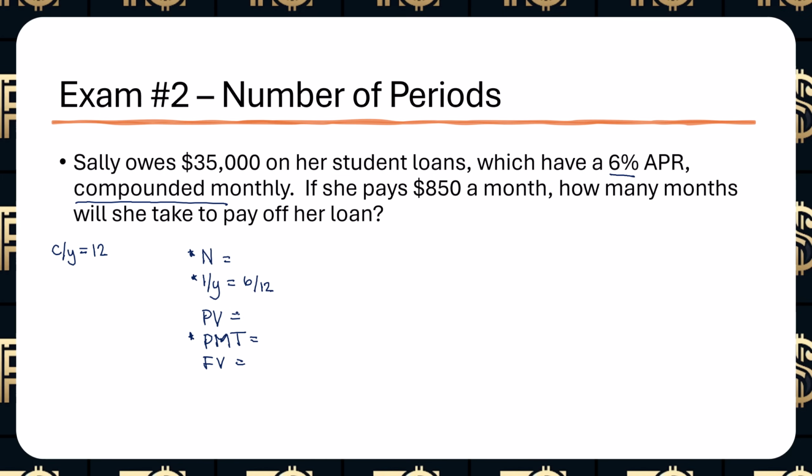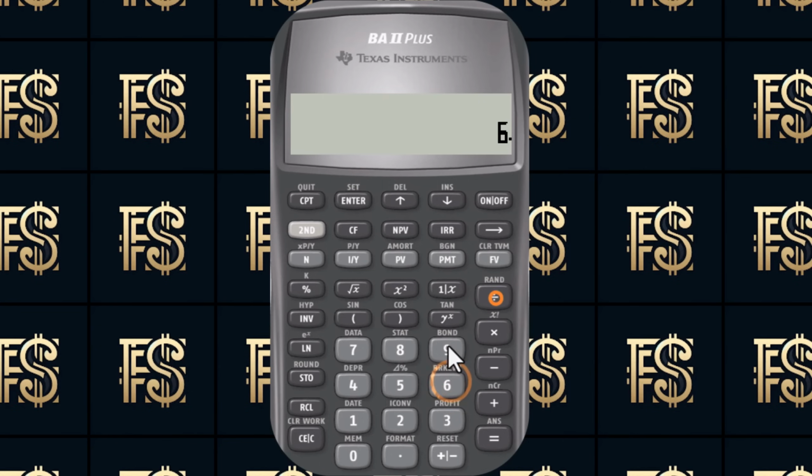My present value, or Sally's present value, is the $35,000 that she owes on the account, her student loans. She's going to be making a deposit of $850 into this account at the end of every month, beginning 1 month from today. And her loan balance at the end is going to be 0. We're trying to determine the number of years, but first we must find the number of months. We'll plug in 6 divided by 12. We do have to hit equals there into our IY. 35,000 for the present value. Negative 850 for the payment. 0 for the future value.